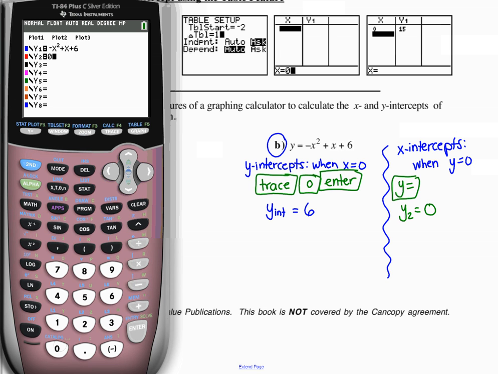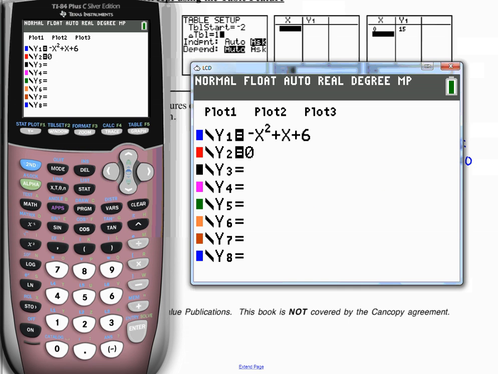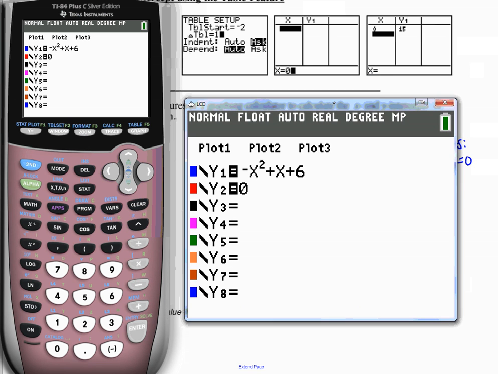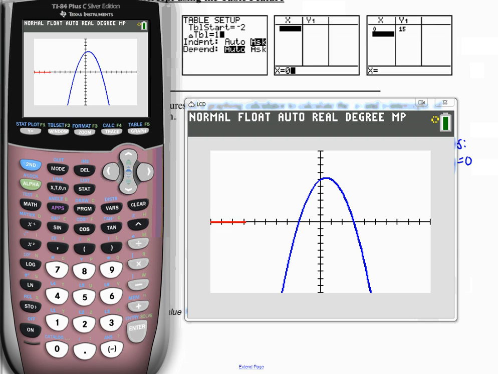It's kind of nice if your calculator's colored. I'm going to bring this up for a second. Push graph, because now you can see, if your graph isn't colored, you don't see this line, right? Because it's on the x-axis. And then what are we looking for?